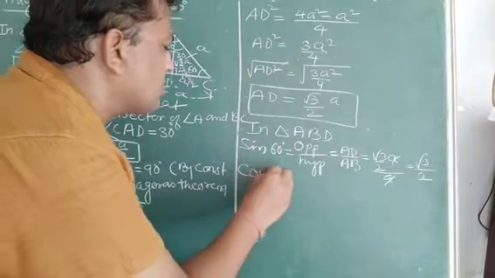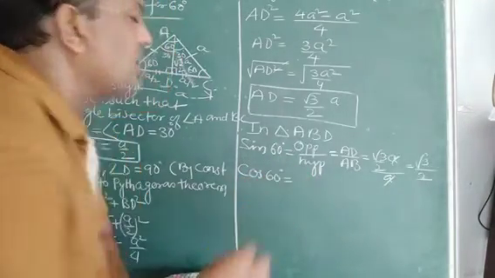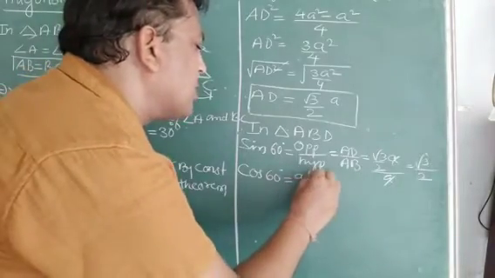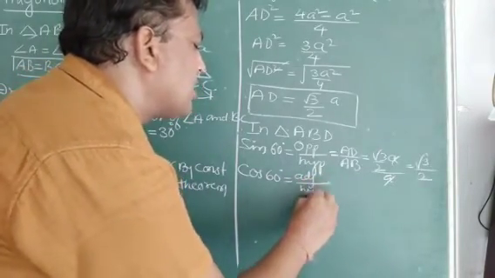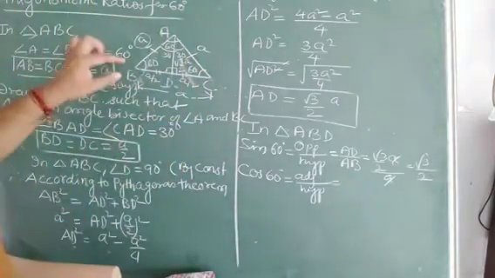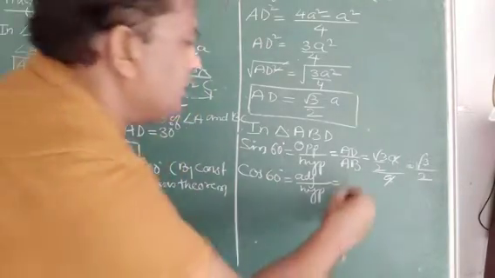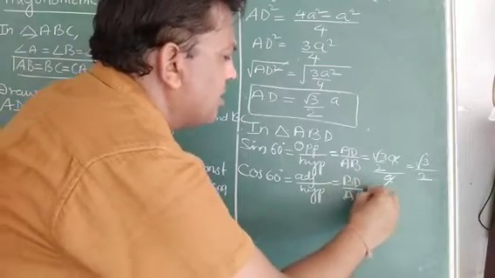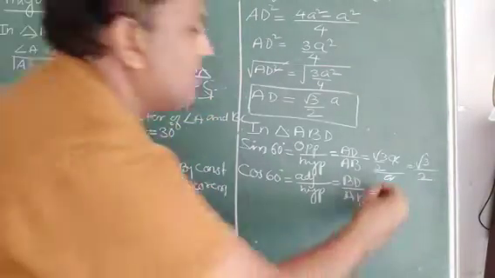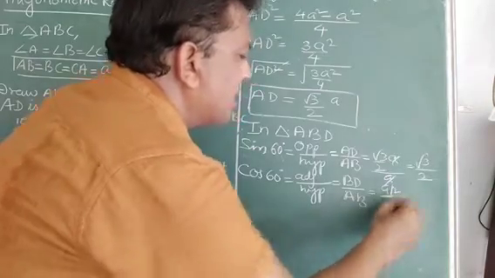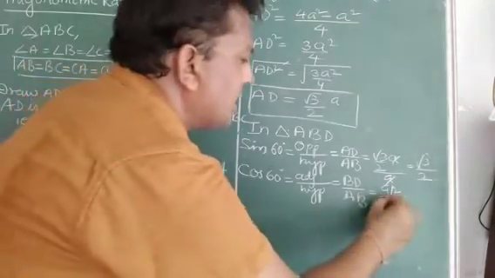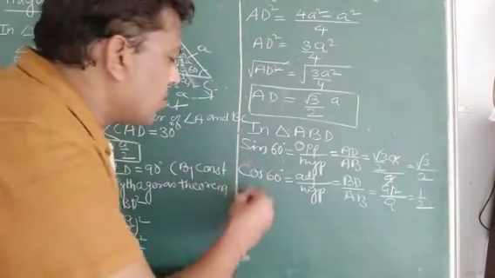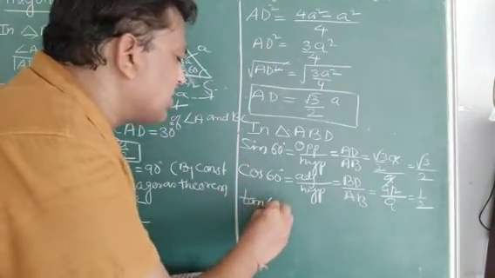Now cos 60 degree. That is cos B is equal to adjacent upon hypotenuse formula. With respect to B, adjacent is BD, upon hypotenuse, same, AB. BD is how much? A by 2. A by 2 by this one, how much? A cancels, children. 1 by 2. So sin, cos done.